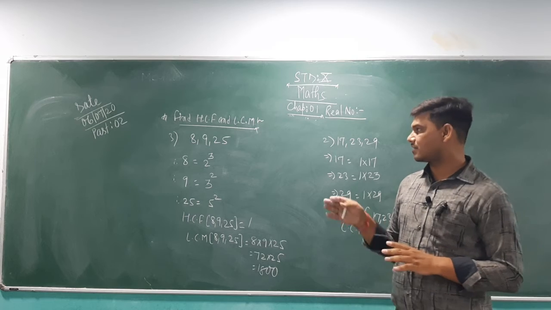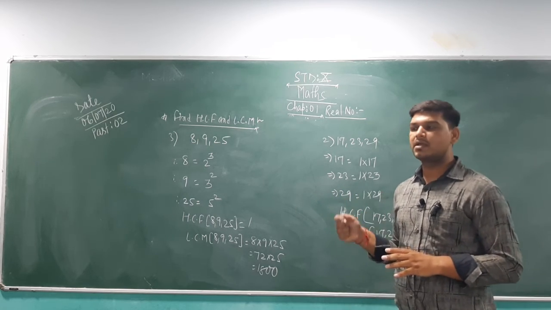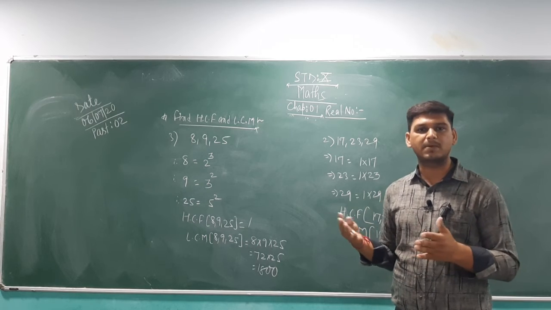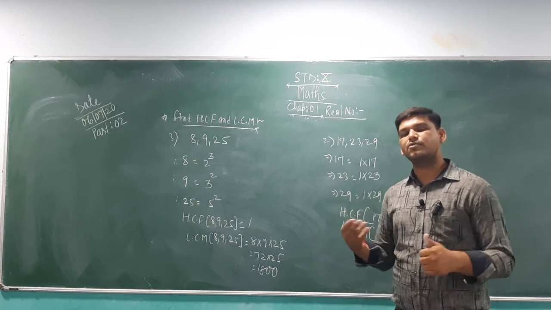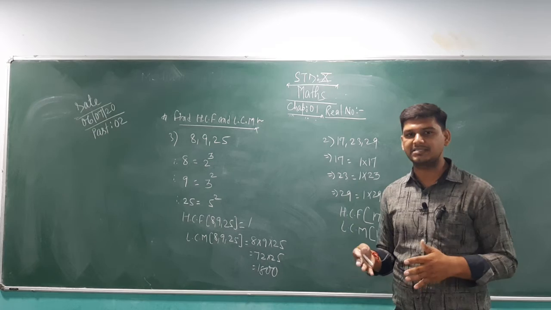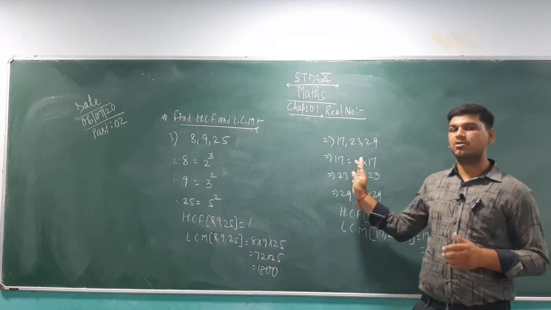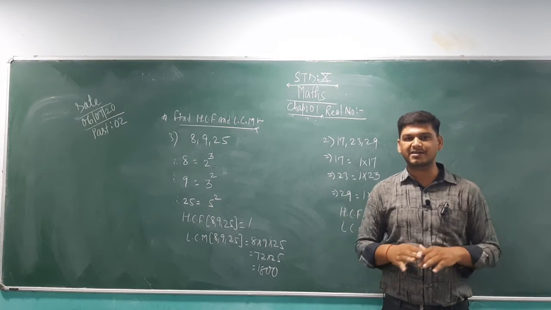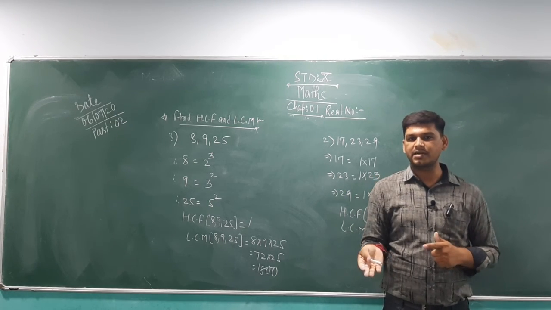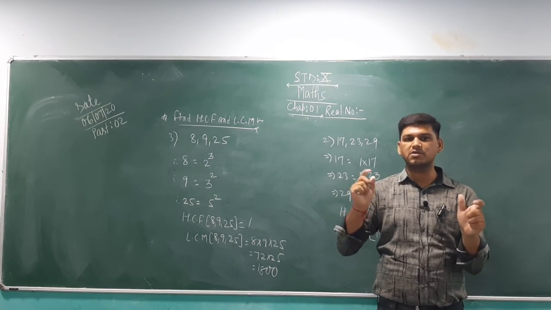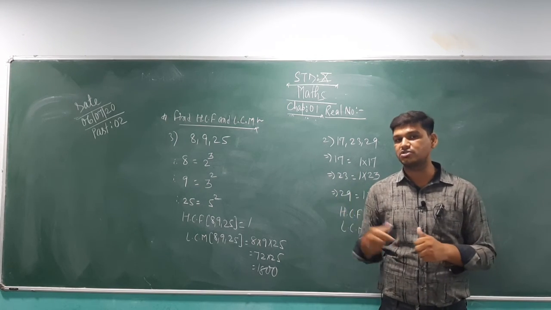Other topics we will discuss tomorrow, in which we use Euclid's division algorithm to find the HCF and LCM of two numbers. Also we have to prove whether numbers are rational or irrational and how they can be converted into decimal form. So till today we discussed only HCF and LCM through the prime factorization method, and the verification that HCF into LCM is equal to the product of the two numbers.